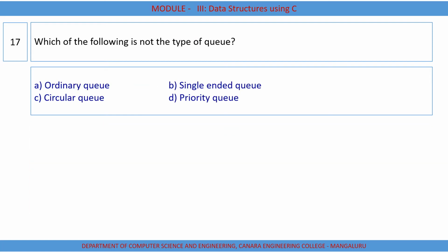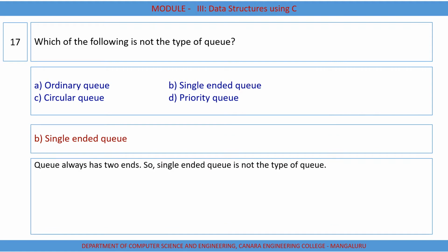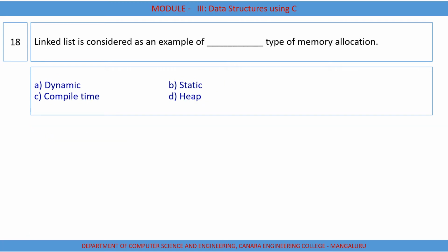Which of the following is not a type of queue? Ordinary queue, circular queue, single-ended queue and priority queue. Actually there is no concept called a single-ended queue, so the answer for this question is B. Actually it is simple queue or ordinary queue or normal queue, circular queue, priority queue and double-ended queue. So single-ended queue is not there in the data structure concept. Therefore the answer is B.